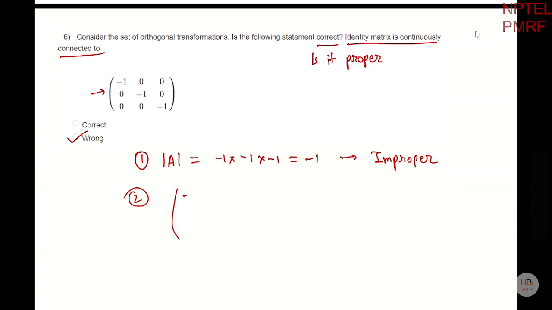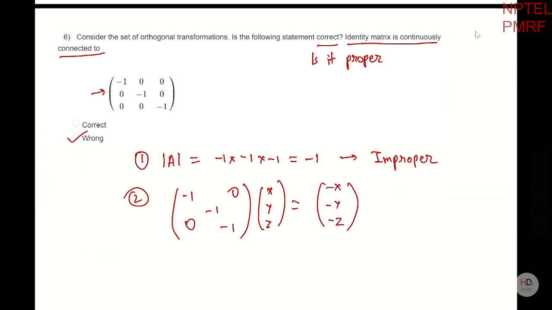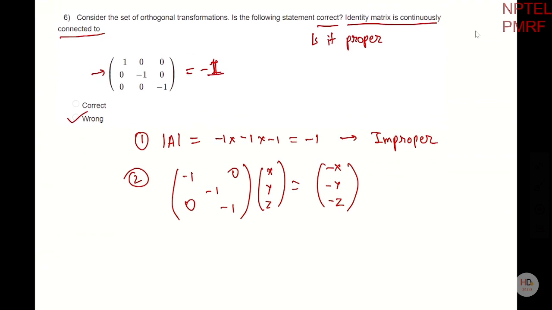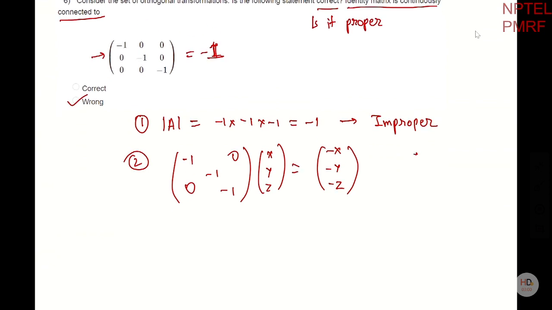suppose you apply this matrix, minus 1, minus 1, minus 1, rest of them 0, to x, y, z. What do you get? You get minus x, minus y, minus z, right? This is basically minus the identity. So if you apply this to x, y, and z, it will become minus x, minus y, minus z. Now, can you do this?